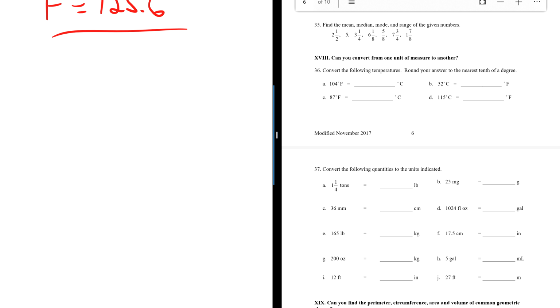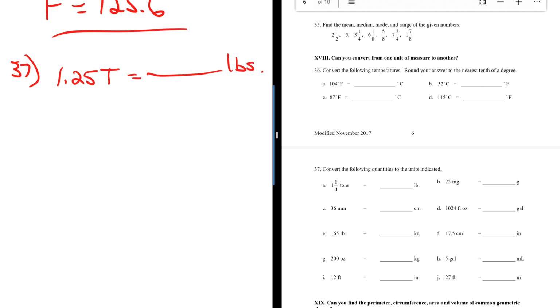Moving on to 37. We've got a bunch of conversions here. 1 1/4 tons equals how many pounds? Well, let's see. I've got 1 1/4. Do I want to keep that? How about I change that to 1.25? 1.25 tons equals how many pounds?